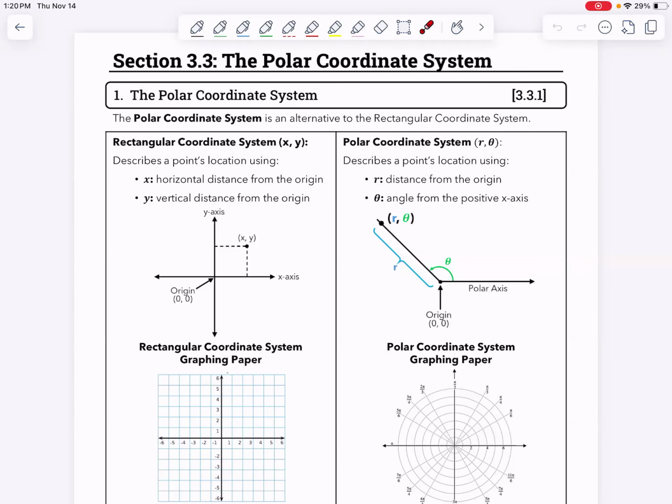Section 3.3, the polar coordinate system. All right, so the end of Math 127 is kind of a grab bag of topics. Law of sines and law of cosines fit in really well, but the remaining few topics we have to go through, the polar coordinate system, vectors, and conic sections, are a bit of a grab bag, a bit out there. So enjoy this kind of fun out there thing we're about to talk about, the polar coordinate system.